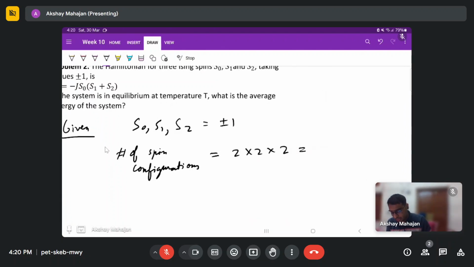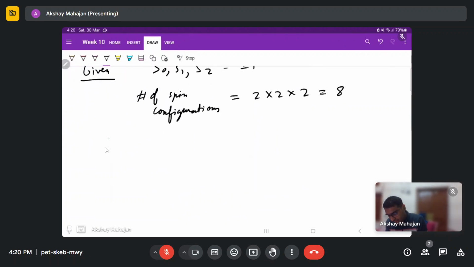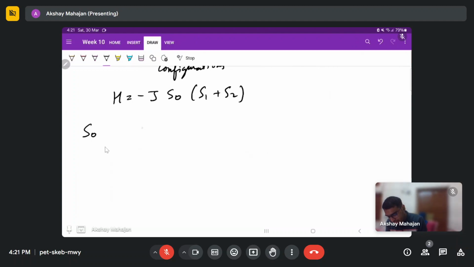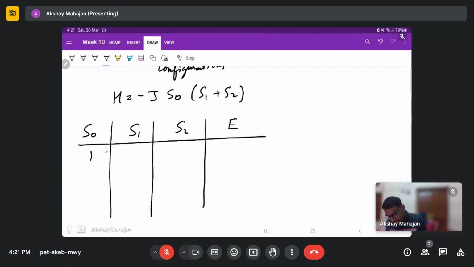So again we have to do the same thing. For the total number of spin configurations, each of the spins can have either plus 1 or minus 1, so they have 2 possibilities. So in total we will have 8 spin configurations, and the Hamiltonian that is given to us will give us our energy values, which is minus J times S0 times S1 plus S2. Alright, so let's say we have S0, we have S1, we have S2, and then we have the energy value that we will get from our Hamiltonian function. Alright, so now one case will be S0, S1, S2, all 3 of them are plus 1.